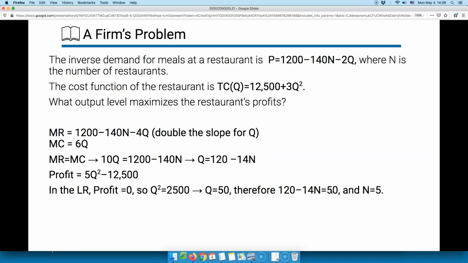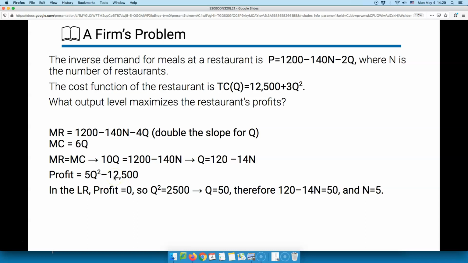So what is going on here? One thing that I'm not mentioning in this slide is that if I replace quantity here with its function of the number of firms, so if I replace q with 120 minus 14n, I can express the profit as the function of the number of firms, and then for any number of firms I can calculate what the standing profit will be.